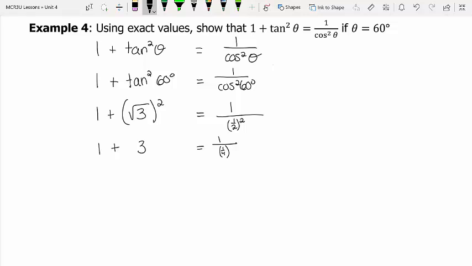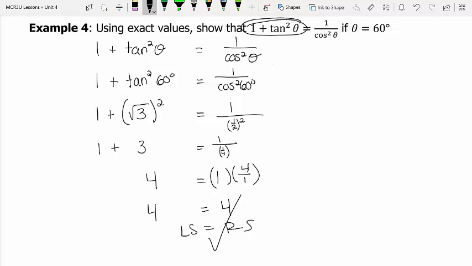Let's simplify again. So 1 plus 3 is 4. 1 divided by 1/4 is the same as 1 times the reciprocal, so 4 over 1. And we'll simplify this. Okay, so since the left side equaled the right side, we can conclude that 1 plus tan squared theta is indeed equal to 1 over cos squared theta.